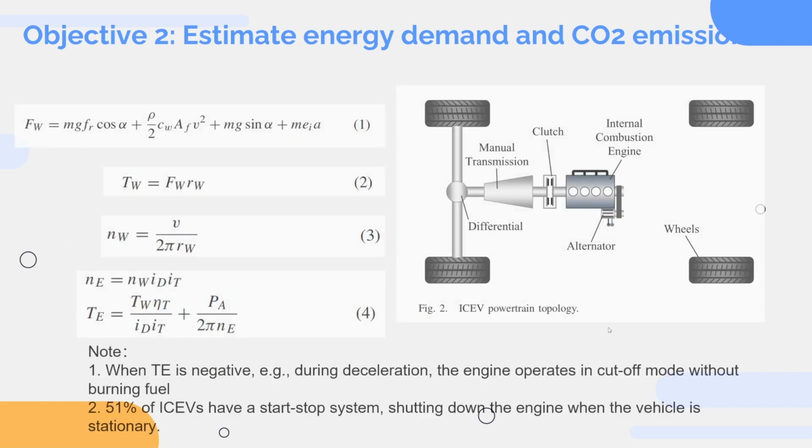Next. Here we can see the energy consumption calculation for individual vehicles. Here is the ICEV's powertrain topology. The calculation process involves the vehicle dynamics data, such as velocity, acceleration, and road slope, to compute the force at the wheels. This force will be used to determine the torque and rotational speed, which are propagated through powertrain components such as differential, clutch, and manual transmission.